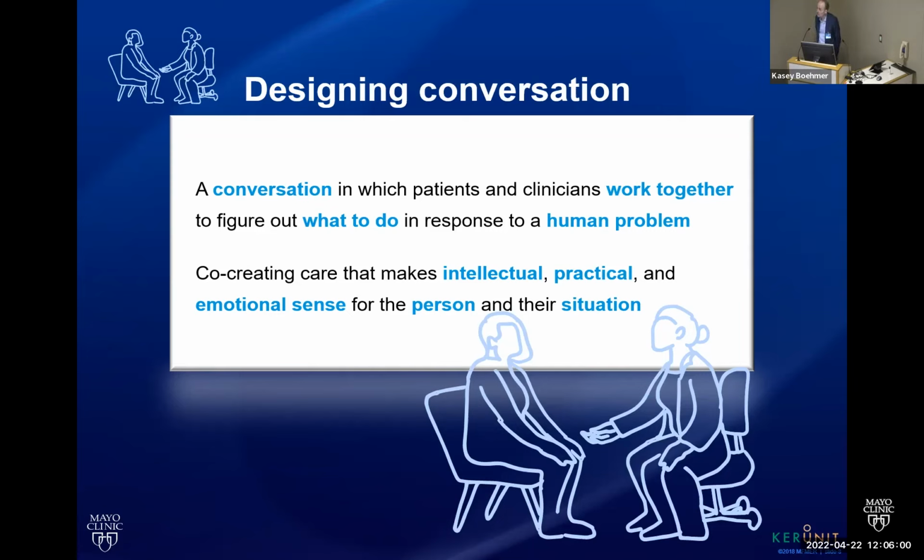So a good conversation is important. Designing to support the working together of people is important. Designing to support the figuring out what to do is also an important component. And obviously designing such that whatever it is that we're trying to develop actually helps patients and clinicians attend to whatever problem is at hand.